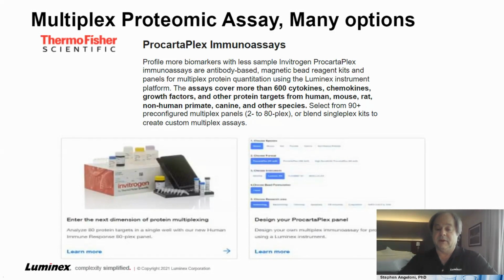So, for example, the Cardiplex assay from Thermo Fisher has over 600 cytokines, chemokines, and growth factors and other target proteins for mouse, human, rat, and some non-human primate, as well as other species, for looking at the production of these proteins in multiplex format from a variety of species. And in this case, the plex goes from anywhere from 2 up to 80 plex.